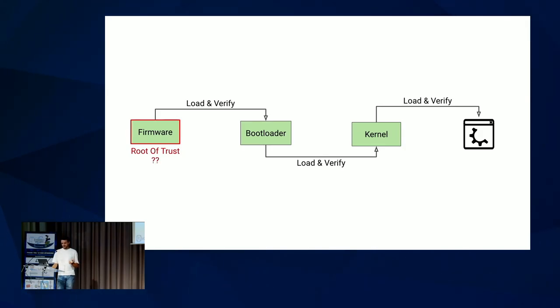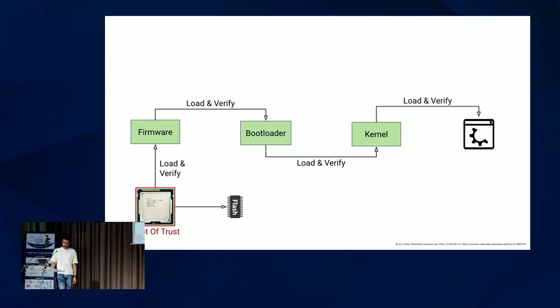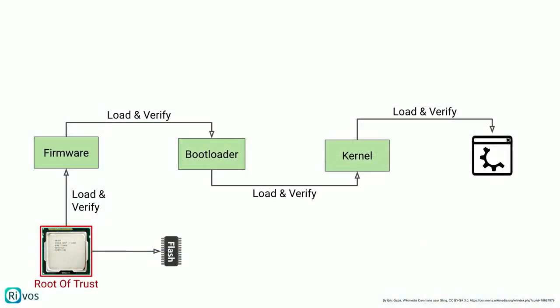What you're gonna do instead is trust something you have to trust anyways. You have to trust your CPU. You have to trust one piece of silicon, which is usually your CPU. If you don't trust your CPU, you really cannot trust anything on your computer. So your root of trust in most systems is going to be your CPU. Actually, it's not entirely true.